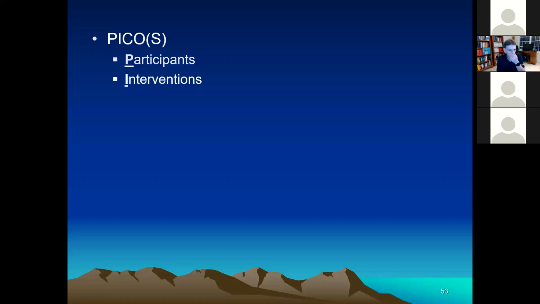La I de picos representa el tipo de intervenciones o de tratamientos que se quieren incluir en la revisión. For example, if you're going to include exercise, what types of exercise? Aerobic, strength training, both?